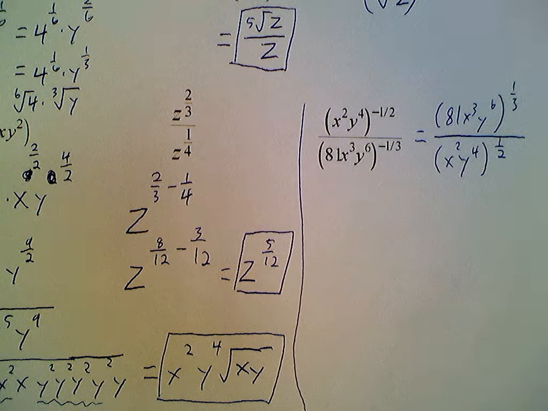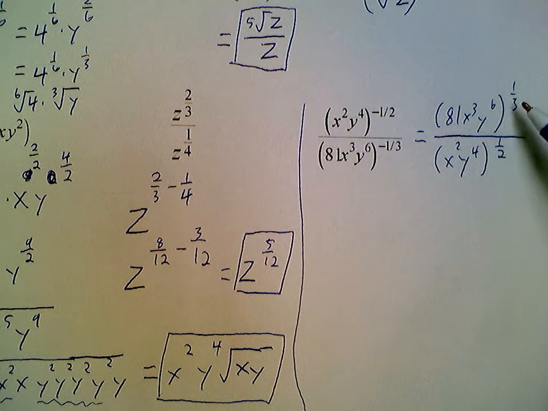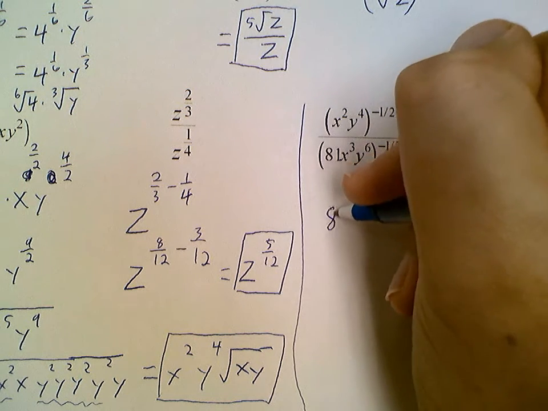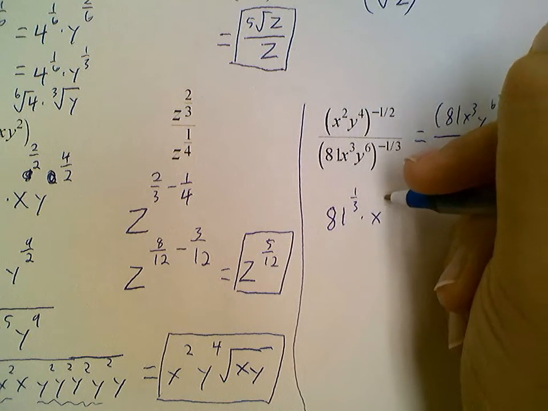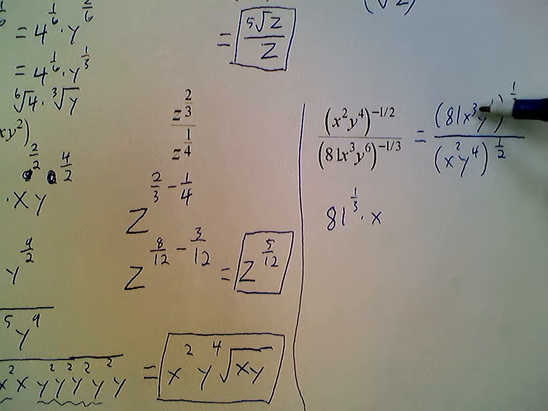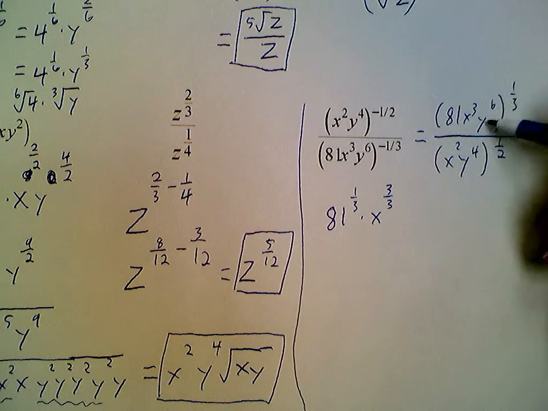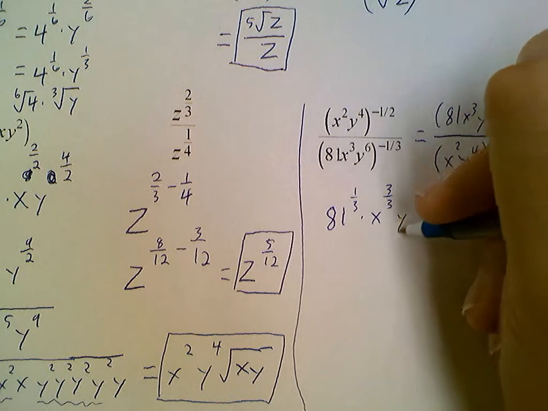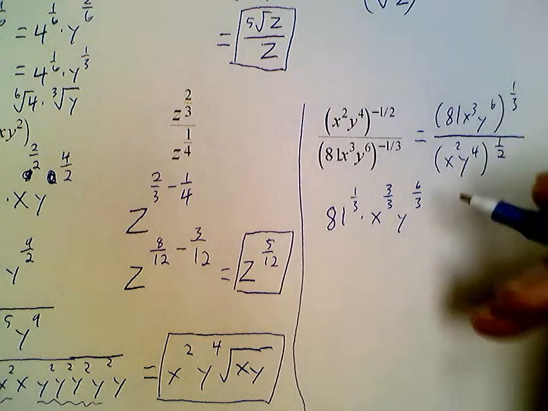Okay, all right. Next, I'm going to apply my power rule. So I got 81x cubed y to the 6th to the 1/3 power. So all three of these things are being taken to the 1/3 power. So what I end up with is 81 to the 1/3 times x cubed to the 1/3. Now remember, when you take a power to a power, you just multiply the exponents. So 3 times 1/3 is 3/3, and then 6 times 1/3 is 6/3. So I've got y to the 6/3. Now obviously I'm going to need to simplify that, but I'll do that next step.